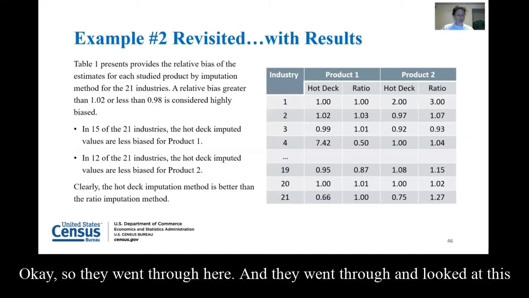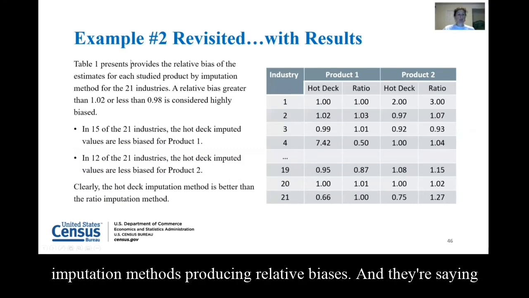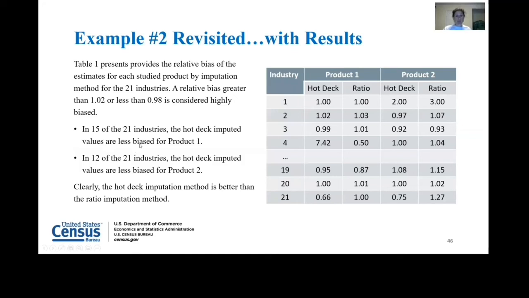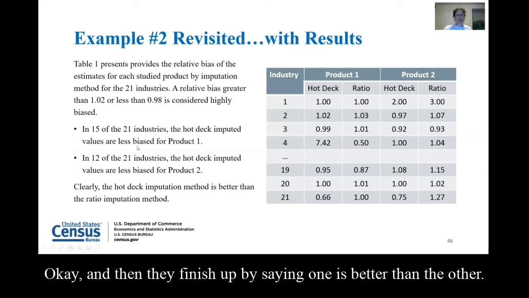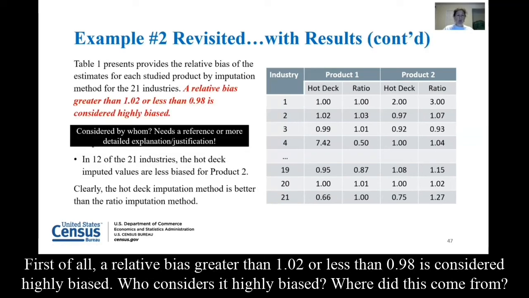Okay, so they went through and looked at this particular data, and they put out some estimates comparing 2 different imputation methods, producing relative biases, and they are saying anything bigger than 1.02 or less than 0.98 is considered highly biased. And then they make some statements of comparison. And then they finish off by saying one is better than the other. First of all, a relative bias greater than 1.02 or less than 0.98 is considered highly biased. Who considers it highly biased? Where did this come from?